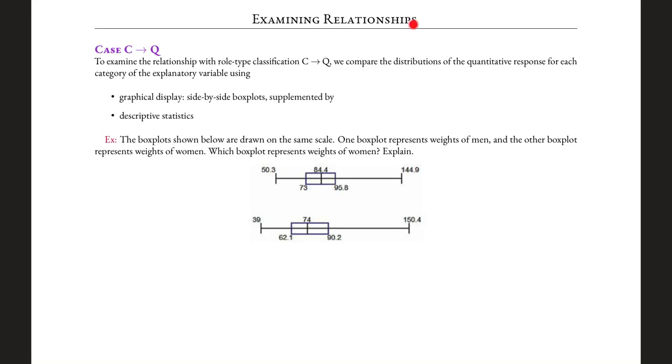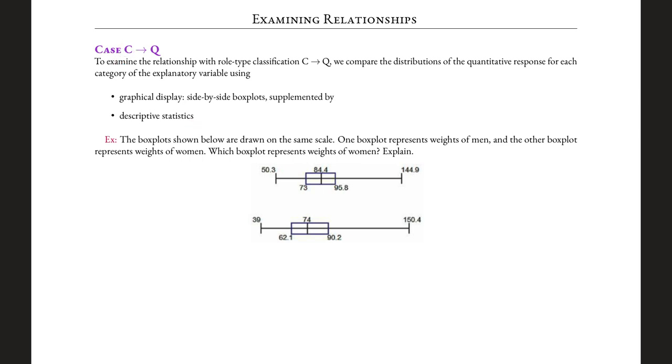Examining relationship. Consider the case C to Q. To examine the relationship with row type classification C to Q, we compare the distribution of the quantitative response for each category of the explanatory variable using side-by-side box plots supplemented by descriptive statistics.